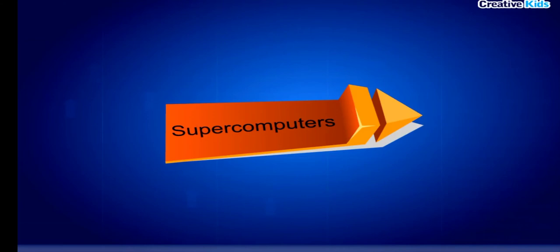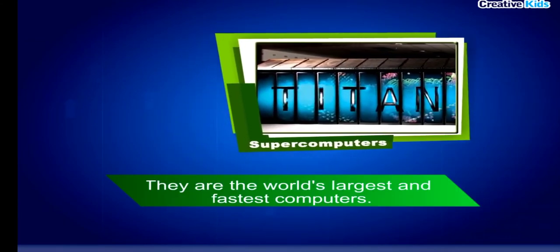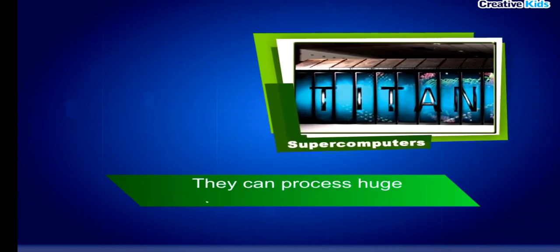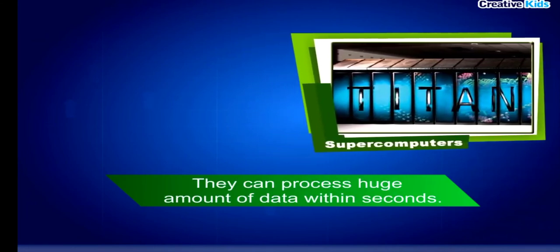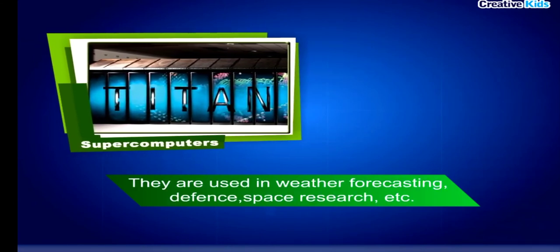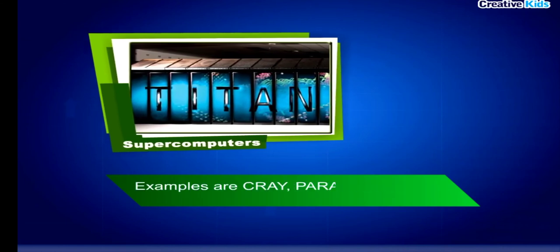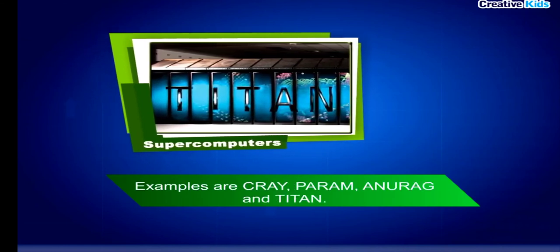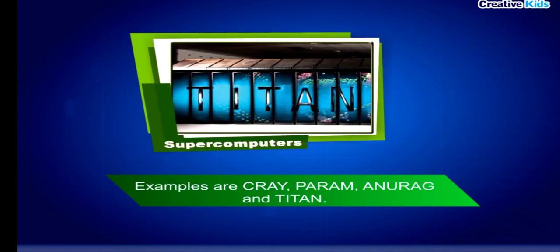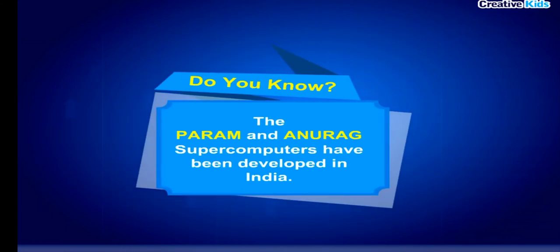Supercomputers. They are the world's largest and fastest computers. They can process huge amounts of data within seconds. They are used in weather forecasting, defense, space research, etc. Examples are Cray, Param, Anurag, and Titan. Do you know? The Param and Anurag supercomputers have been developed in India.